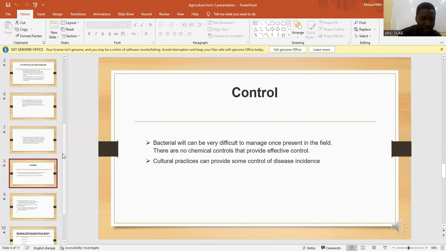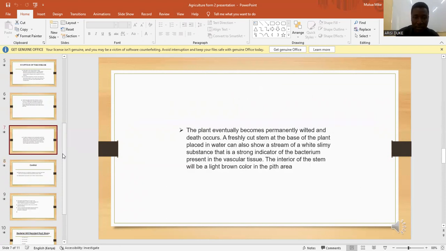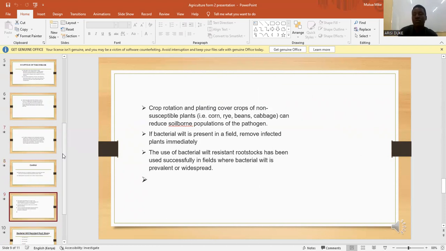So there are some cultural practices, that's mechanical practices, that may prevent the incidence of the disease in the plantation. Culture is the thing that we do naturally. Maybe we use it on a crop to do what? To prevent certain crop diseases. For example, you can take crop rotation.